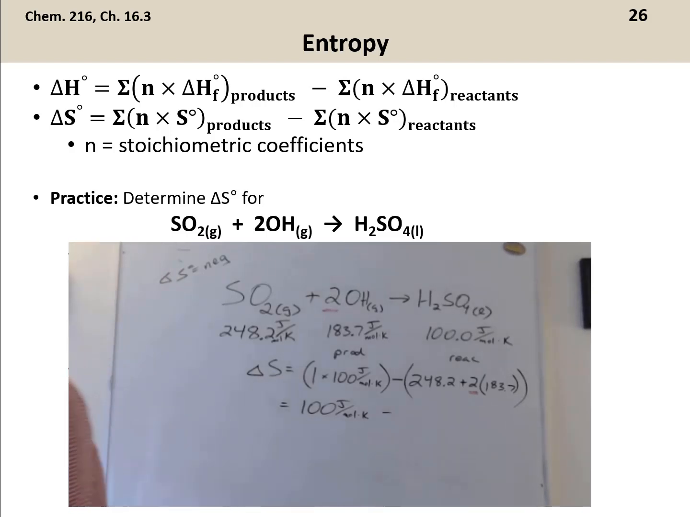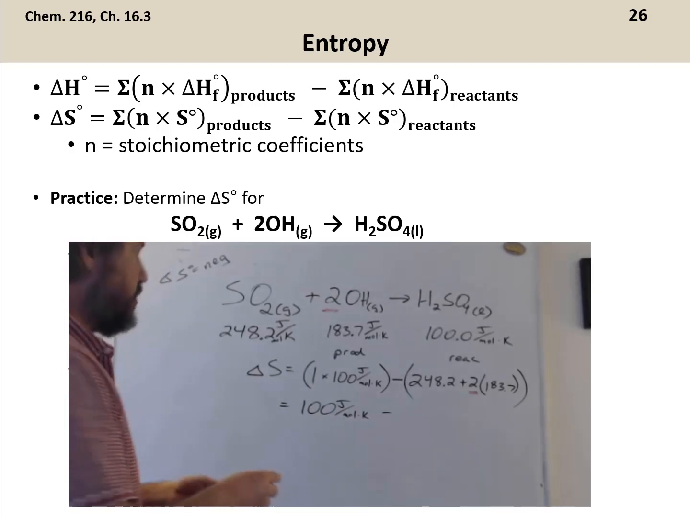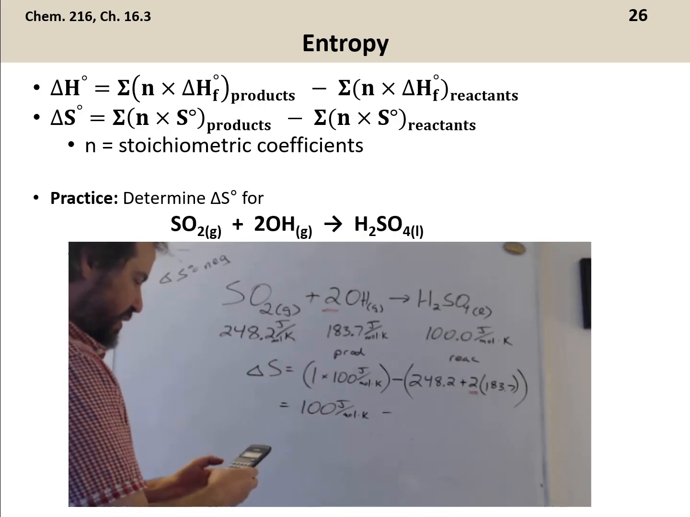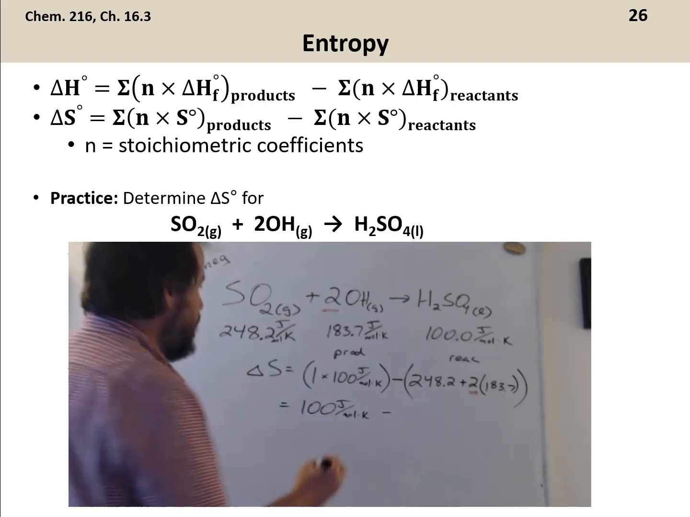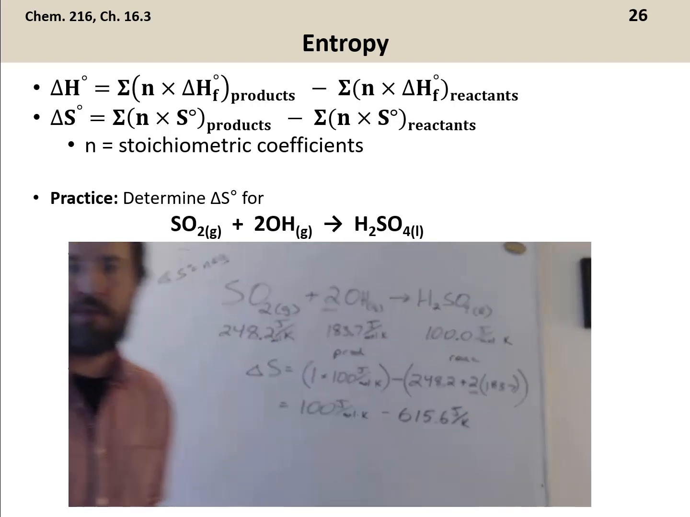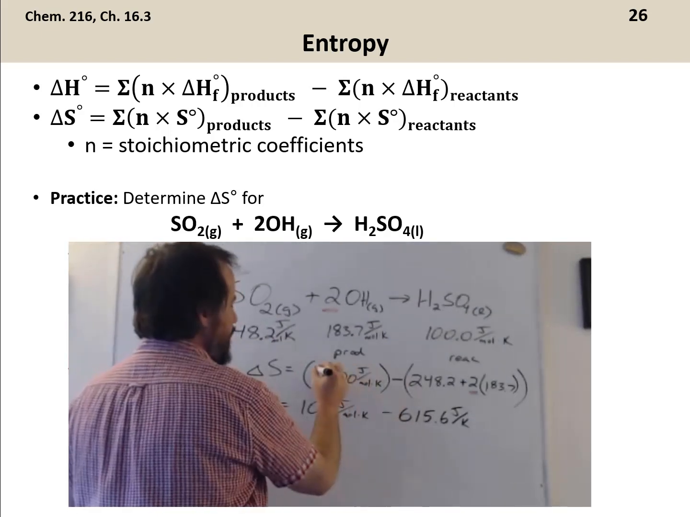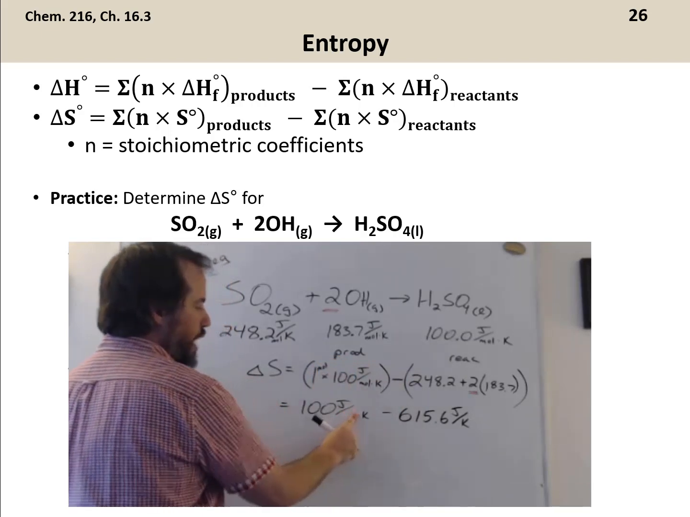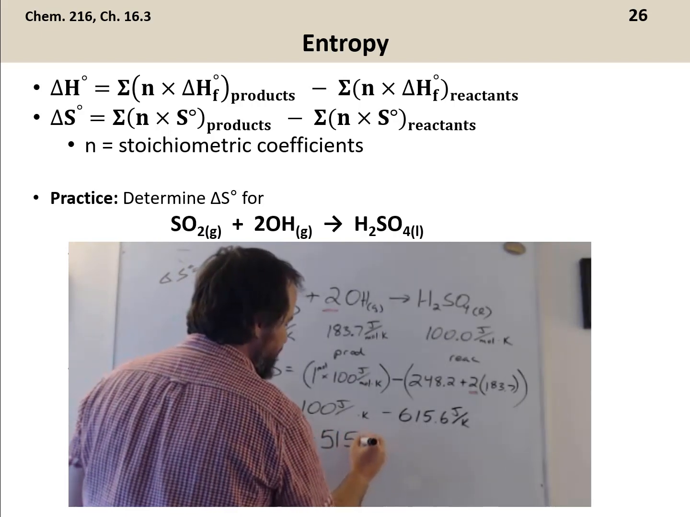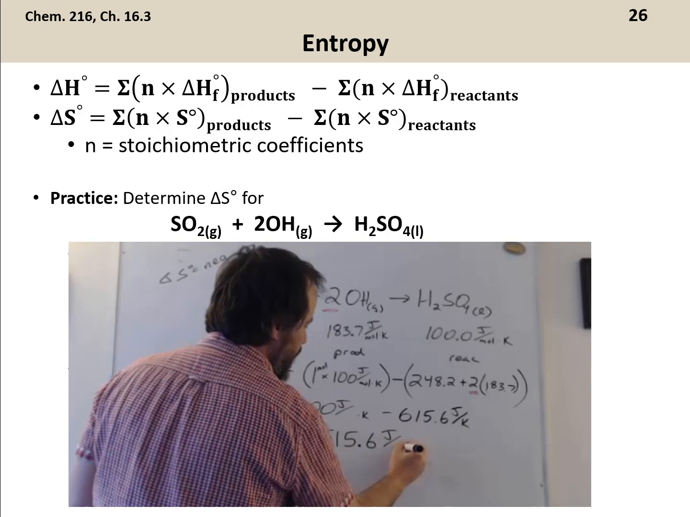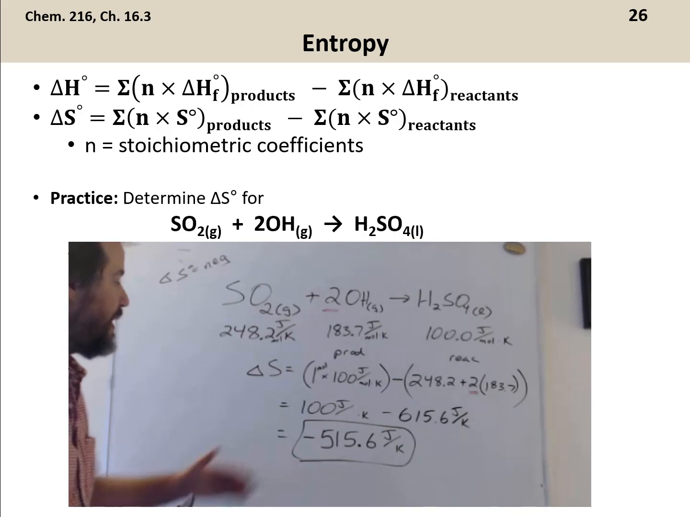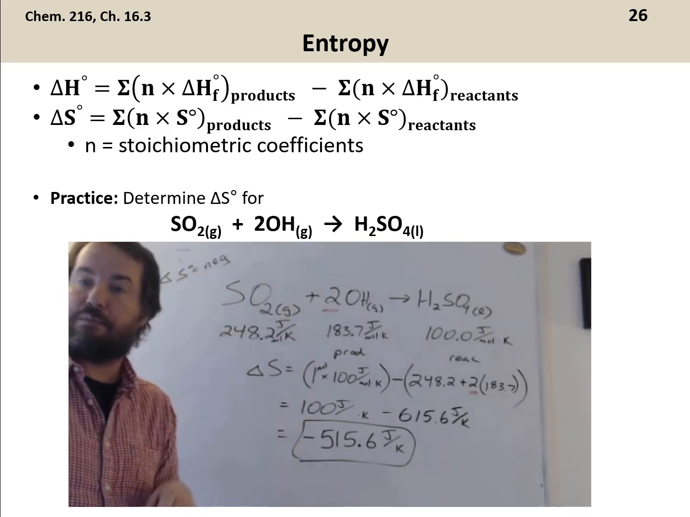let's see, I haven't done this, so let me just do this real quick. 248.2 plus 2 times 183.7, that's 615.6 joules per K. Oh, by the way, seeing that I'm multiplying by moles, this moles goes away. So this is going to get me negative 515.6 joules per Kelvin. So this means that my entropy decreases. And I knew it was already negative because of that.